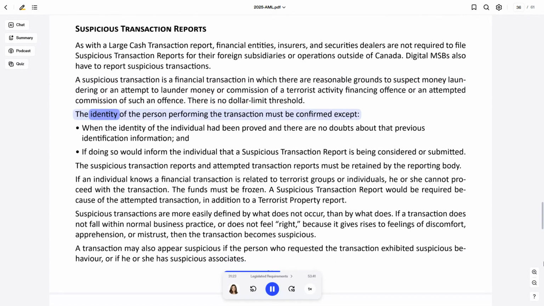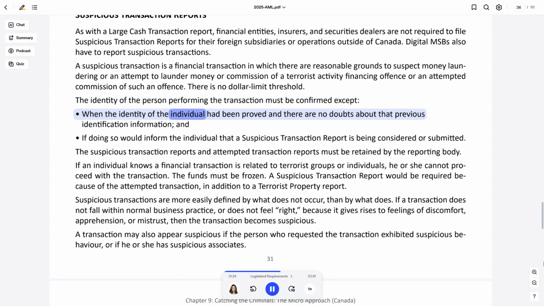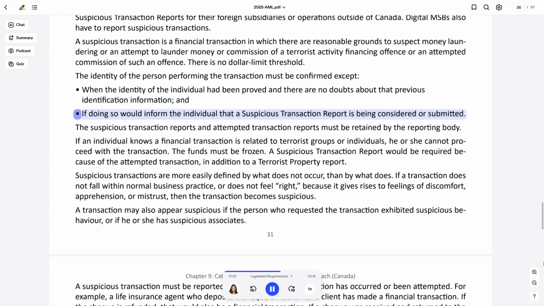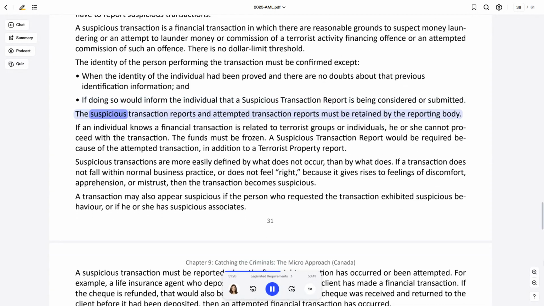The identity of the person performing the transaction must be confirmed except when the identity of the individual had been proved, and there are no doubts about that previous identification information, and if doing so would inform the individual that a suspicious transaction report is being considered or submitted. The suspicious transaction reports and attempted transaction reports must be retained by the reporting body.